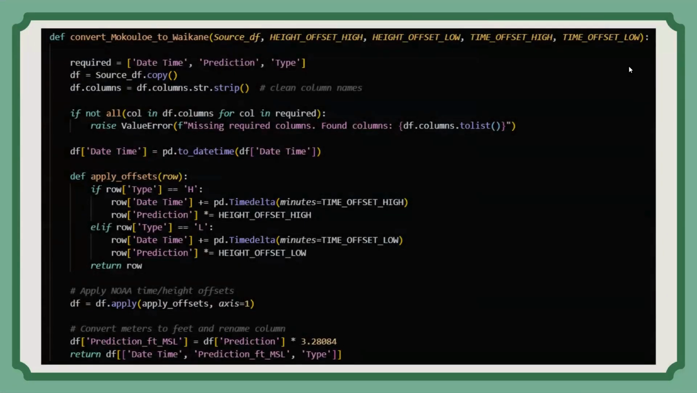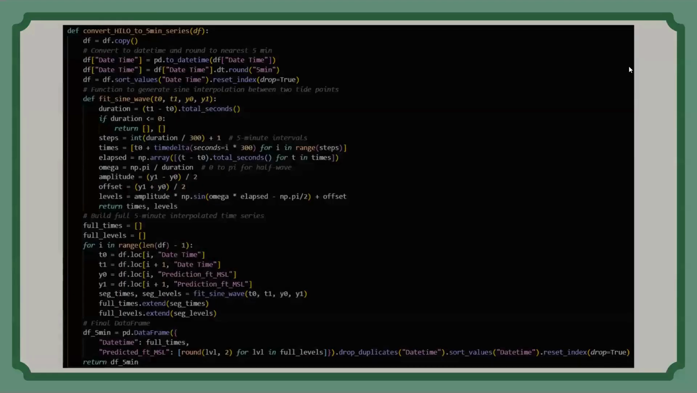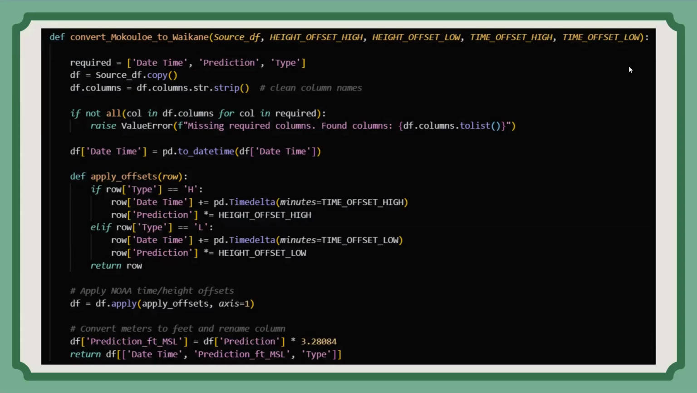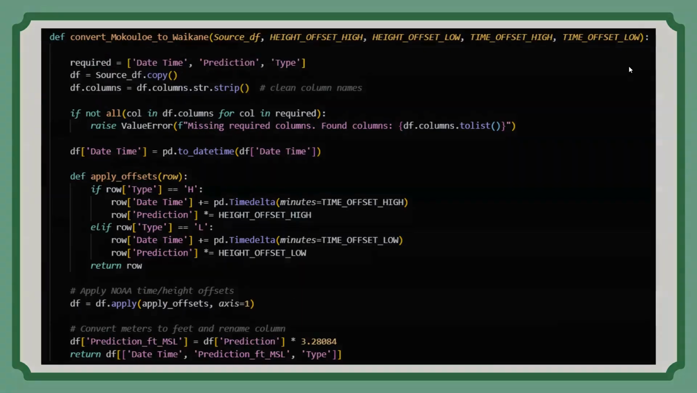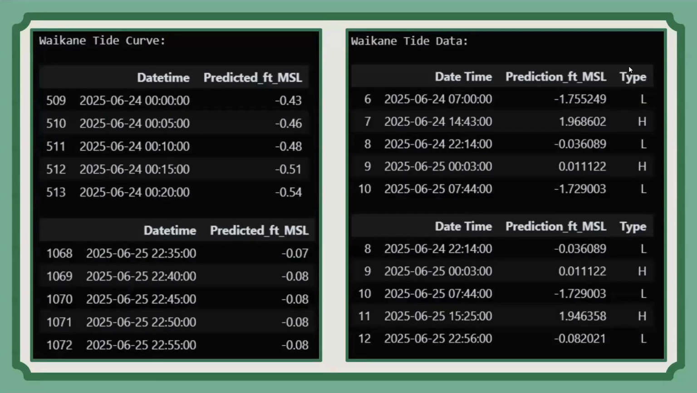So this is the code right here. A lot is written here, and then this is another one. This mainly was to find the high and low tides. And this code right here was to make the sinusoidal curve. From the Moku'oloi data, we were able to translate that into a data frame for the sinusoidal curve, which is the Waikane tide curve, and then high and low tides, which is the Waikane tide data, as you can see from the type L for low tide and H for high tide.